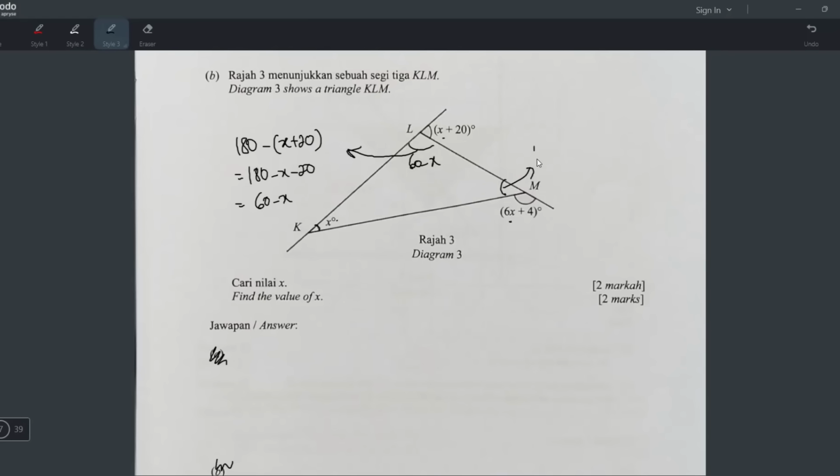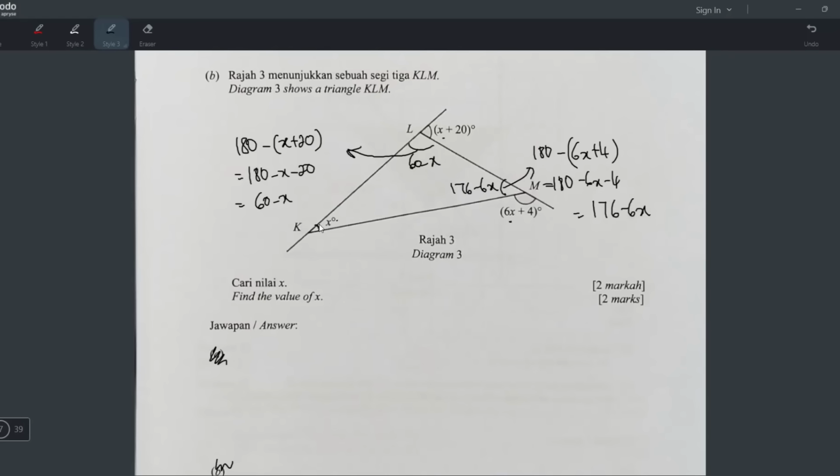So how to get this angle? Same thing, 180 minus, okay, the 6x plus 4 has 2 terms. And when you minus with 2 terms, have to put bracket. So it becomes 180 minus 6x minus 4. So you get 176 minus 6x. So that's the angle here.